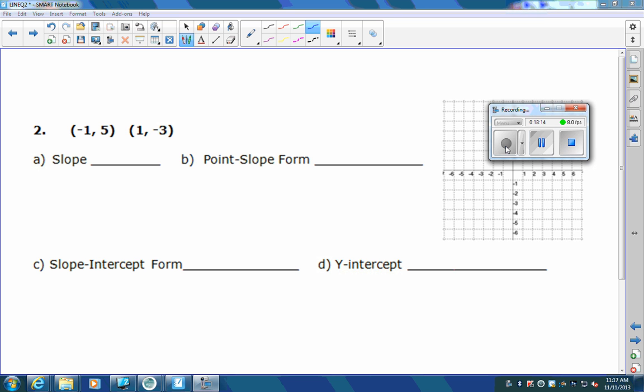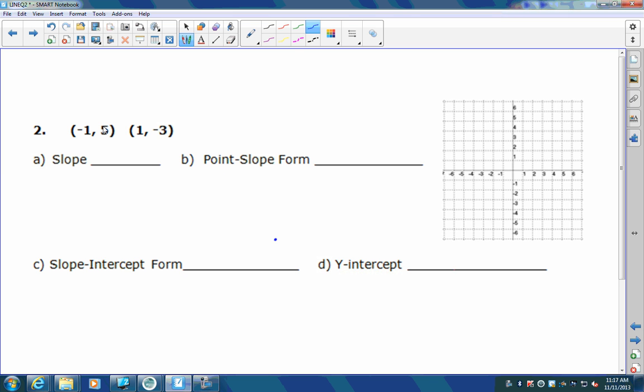Okay, so on the next one, first off, I've got the points negative 1, 5 and 1, negative 3. Let's see, 1, 2, 3. There we go. All right, so now I need to find the slope.